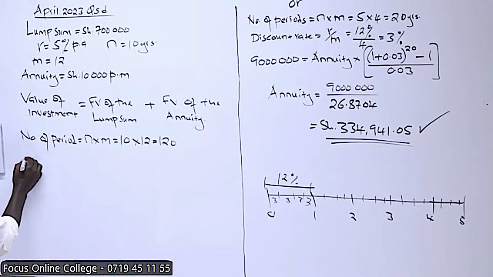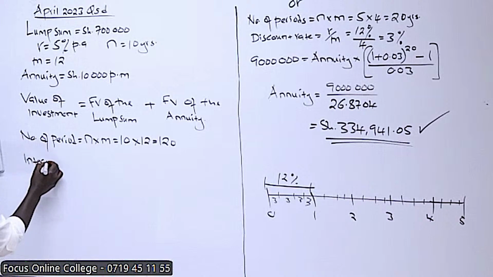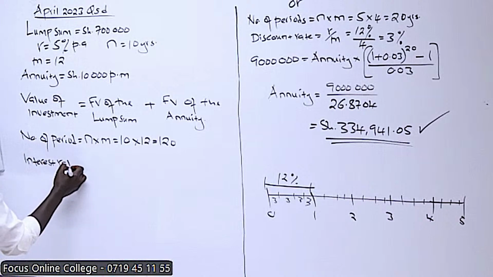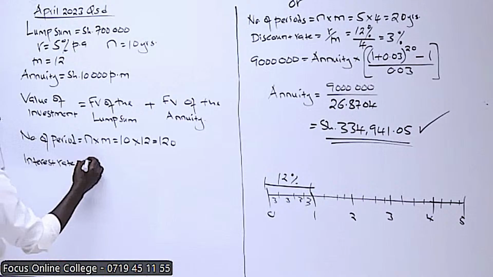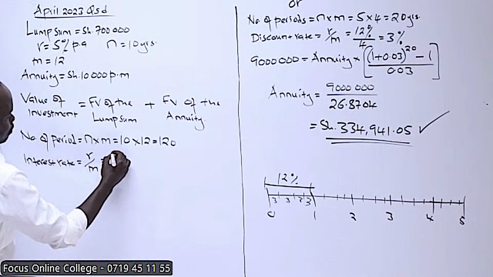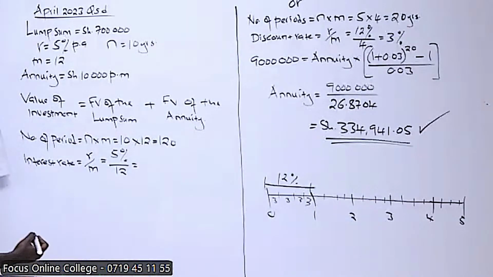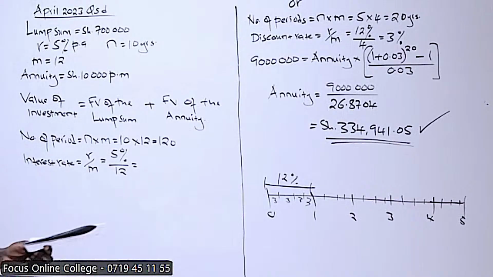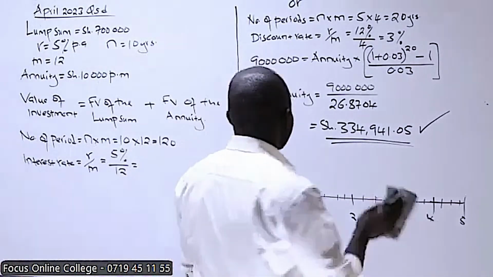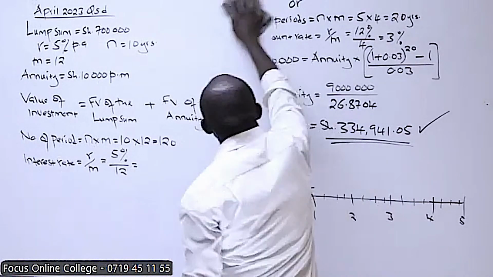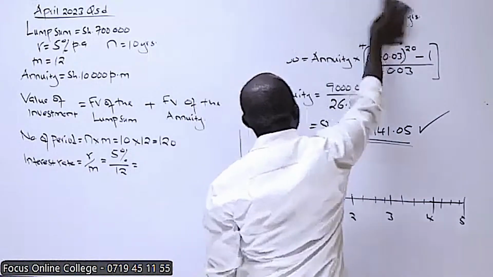Then the discount rate, or we can just also call it the interest rate, is R over M. 5% divided by 12, because compounding is occurring monthly. So get the interest rate that is consistent with the compounding period.